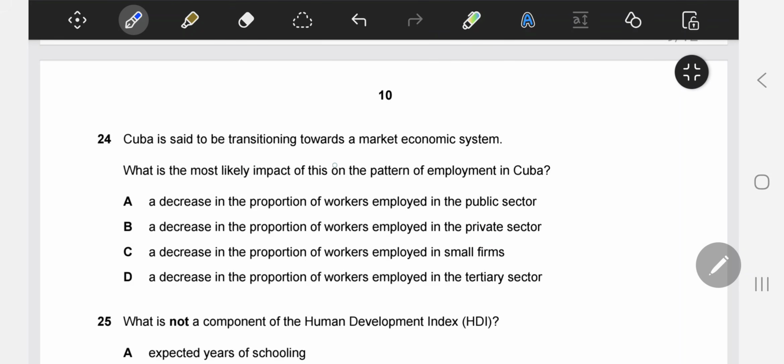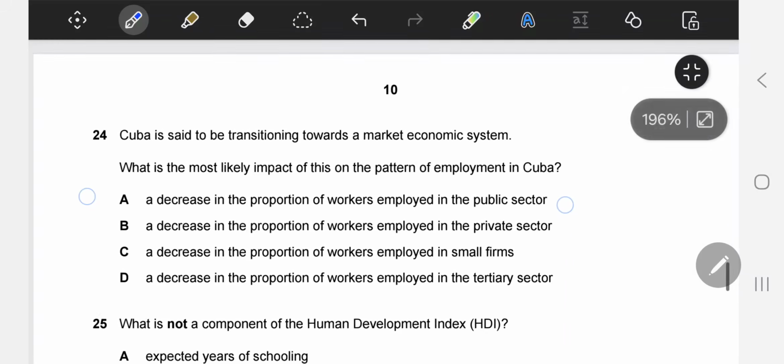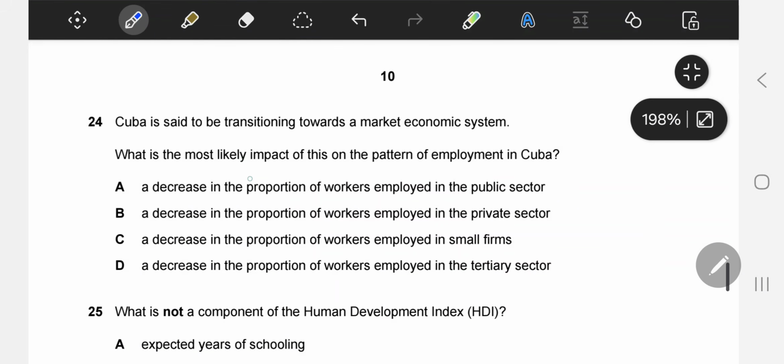Cuba is said to be transitioning towards a market economy. What is the most likely impact of this pattern on employment in Cuba? Expect most of them to go to the private sector now. A decrease in the proportion of workers employed in the public sector. Yeah, that could happen.